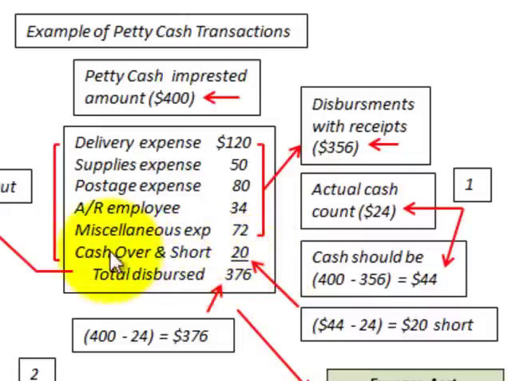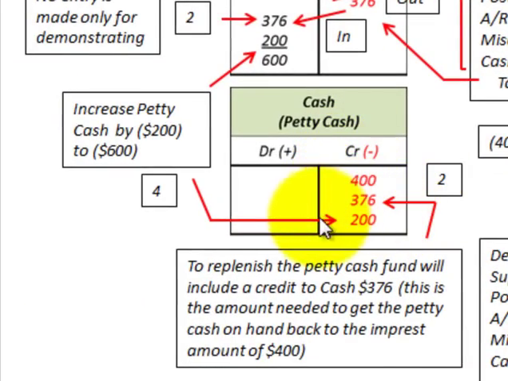So we have to set up a cash over and short account, where we'd add that $20 to the disbursements for the expenses that we paid out to these employees. So the total amount disbursed was $376, and that's what has to be replenished. The $400 beginning amount, less the actual cash at $24, equals $376. So let's look at how we replenish this account. To replenish the petty cash fund, you will include a credit to cash for $376.